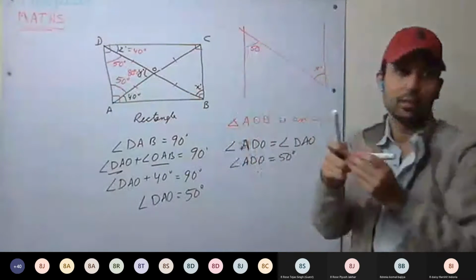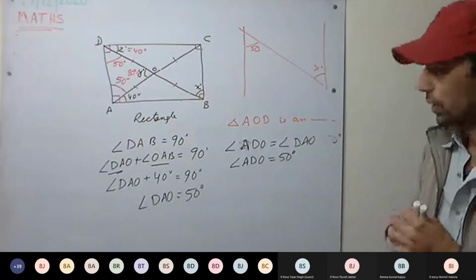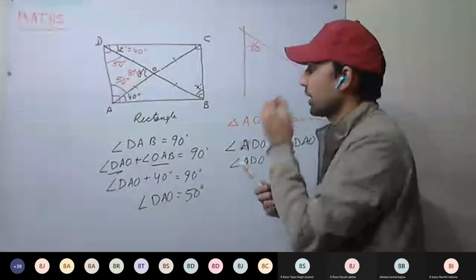Sir, how did Z come 40 degrees? How did it come 40?